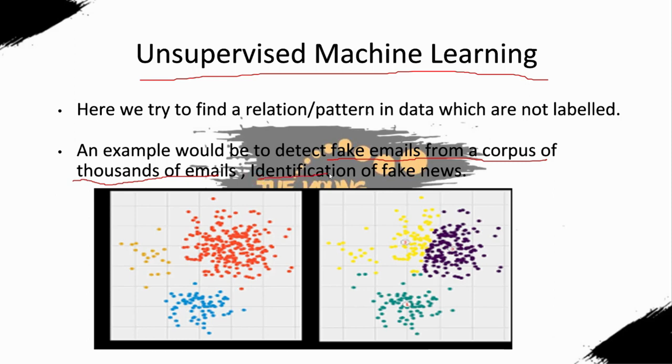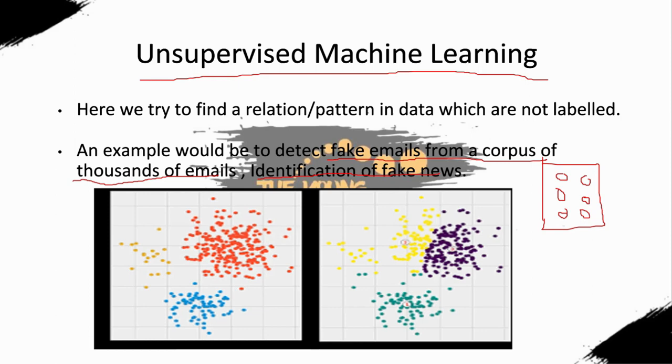So you are given a lot of data and you are not told which of them is fake or which is actually not viable for your use. You need to predict this, and there is no labeled data. You need to find out the label, and that is what is known as unsupervised machine learning.